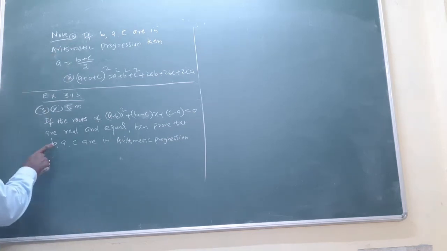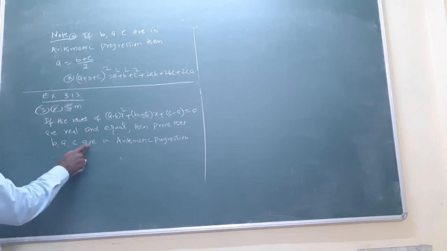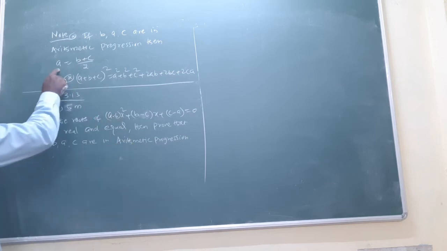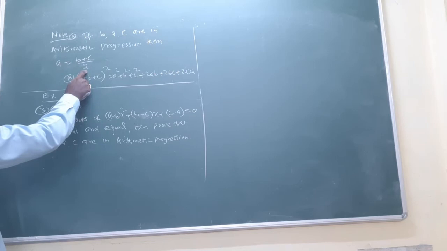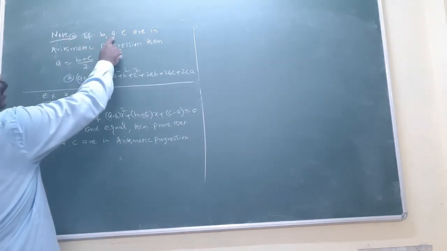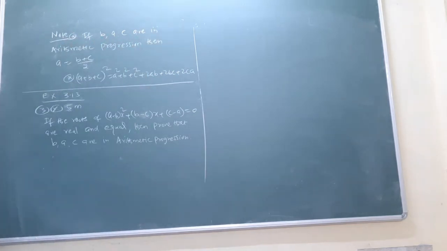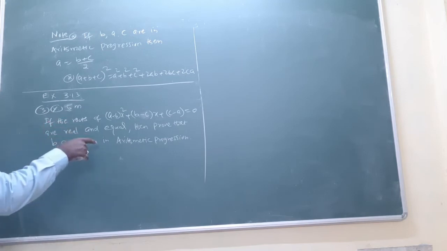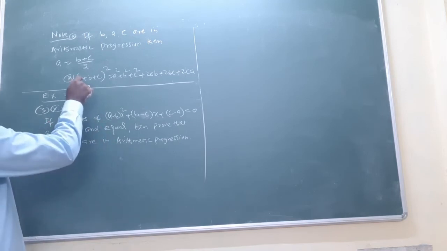Now what do you want to prove? b, a, c are in arithmetic progression means you will prove a equals (b plus c) by 2. Automatically then b, a, c are in arithmetic progression. Am I right? And also, to solve this problem, we must know this formula also.